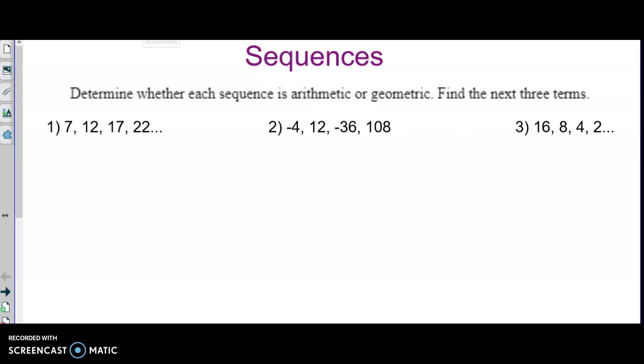Hey guys, welcome to the quick check on sequences. So the first three problems say determine whether each sequence is arithmetic or geometric, then find the next three terms.